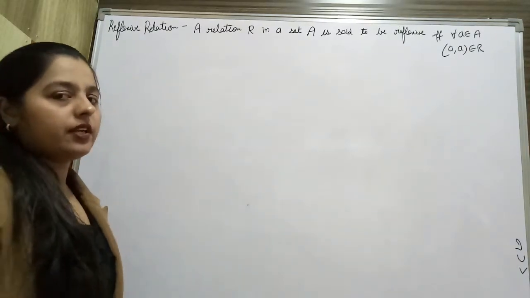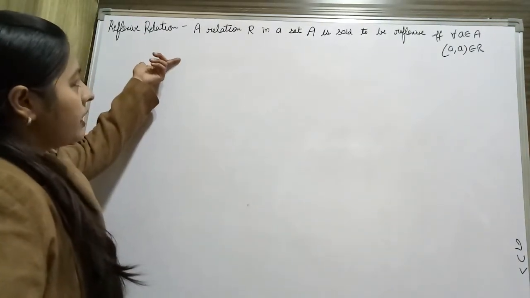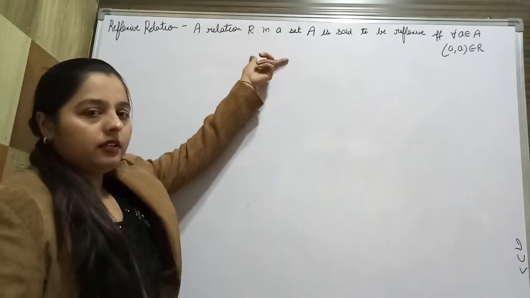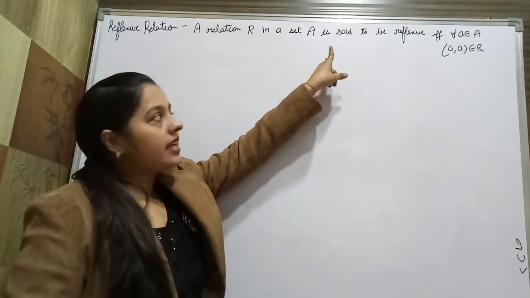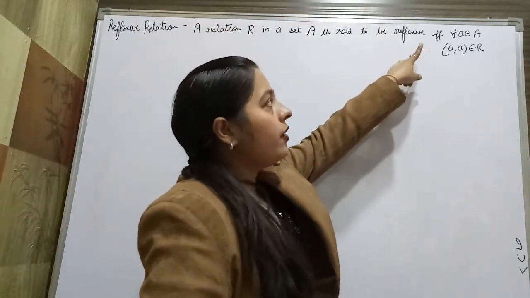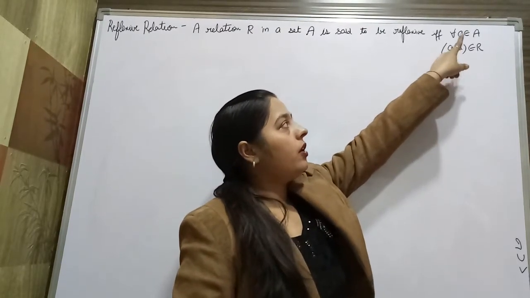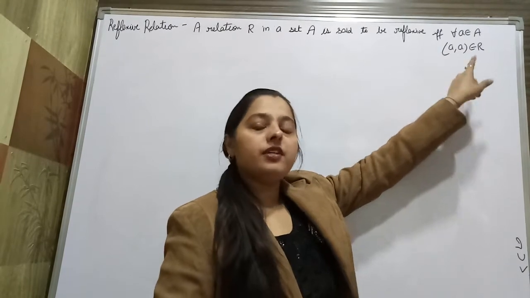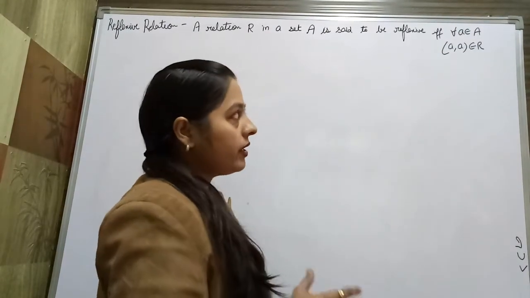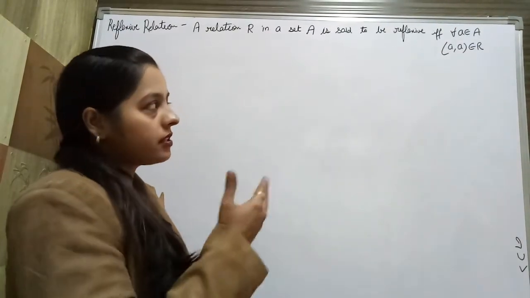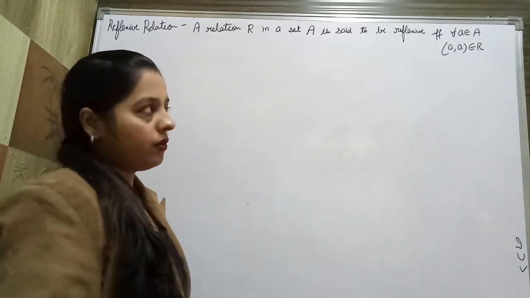Now what does reflexive relation mean? A relation R in a set A is said to be reflexive if and only if, for all a belonging to A, (a, a) must belong to R. Now what does it mean? We already discussed this concept in identity relation also.